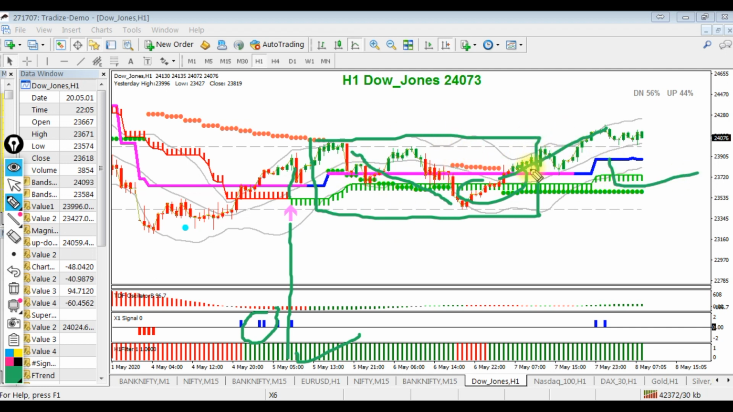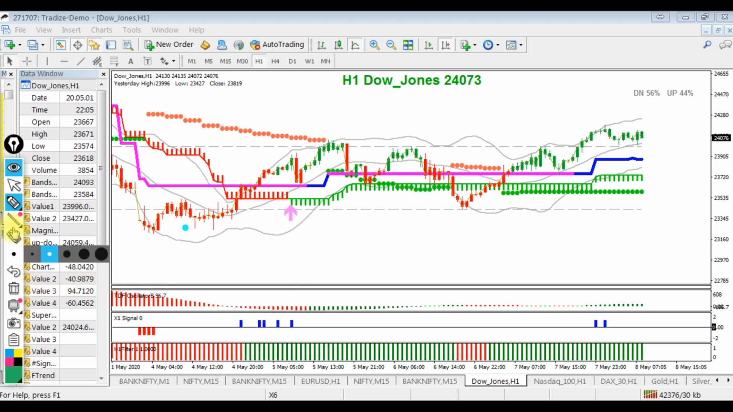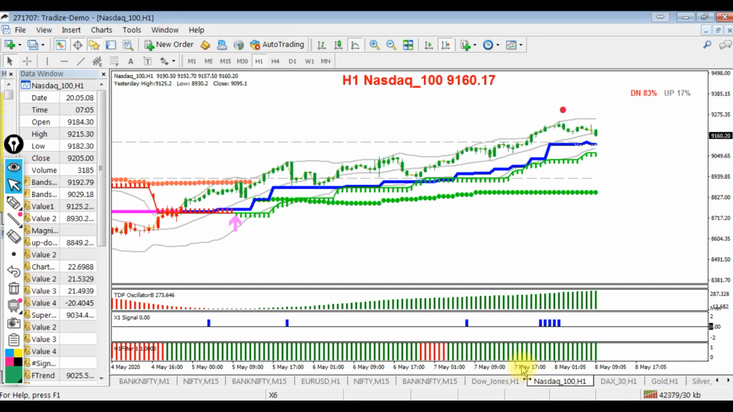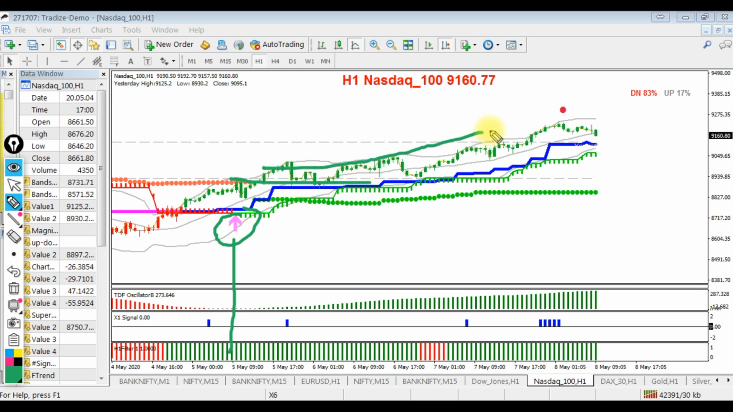So the Dow chart is okay, but it is not so strong here. We will see the Nasdaq chart now. This is the Nasdaq chart. You can see it is much better than Dow. There was a buy signal here, the filter is green, candles are green, so the buy signal got triggered here, and it is moving very smoothly.